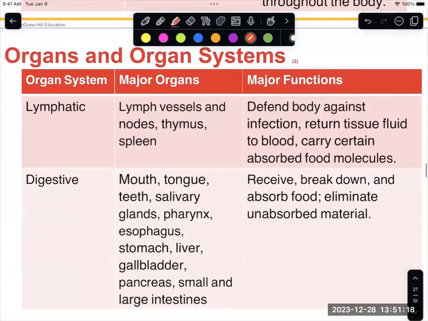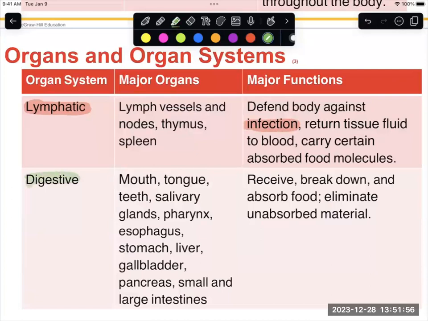We have our lymphatic system. This is your lymph vessels, lymph nodes, that thymus, and that spleen. Your lymphatic system is your immune system. So it's working to protect against disease. It's going to return fluids to the blood. It's going to help absorb mostly fats from your digestive tract.